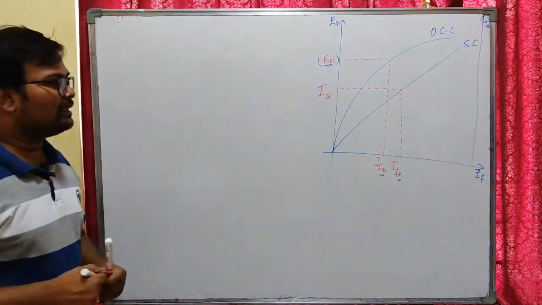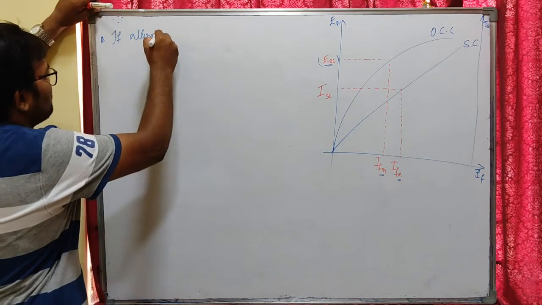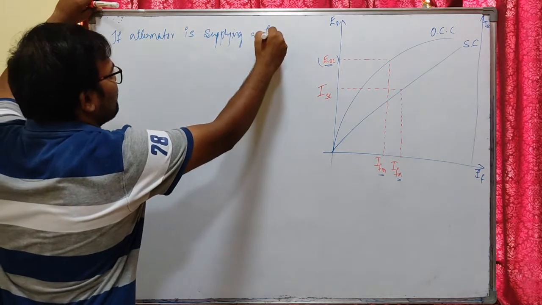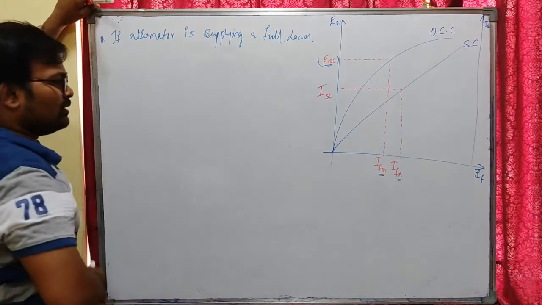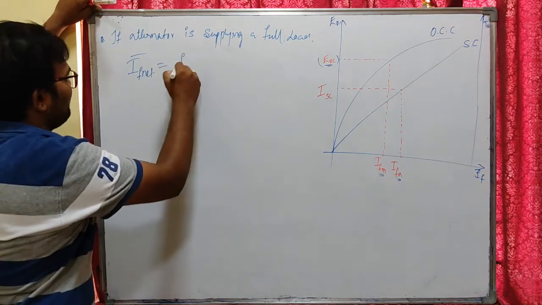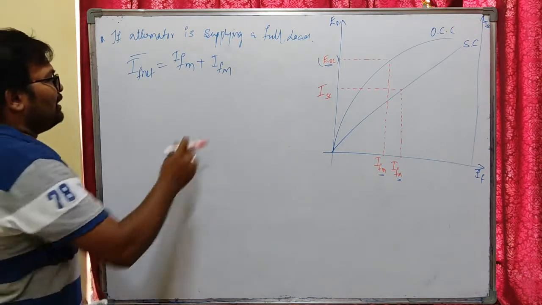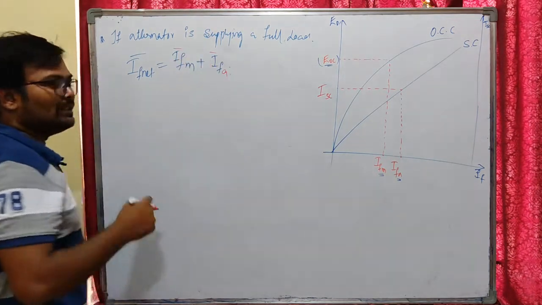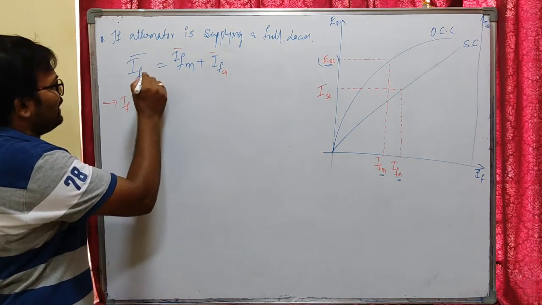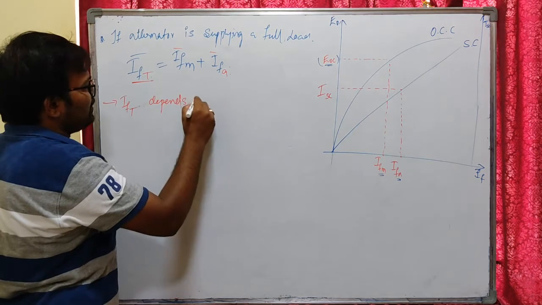If our alternator is supplying a full load, the total field current will be the sum of these two currents, IFM plus IFA. It is not an arithmetic sum but a vector sum, because IFA is dependent on armature reaction, which is dependent on load. So this net current, IFT, is a dependent quantity of the load and its power factor.